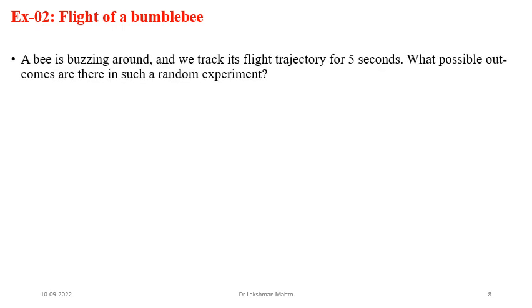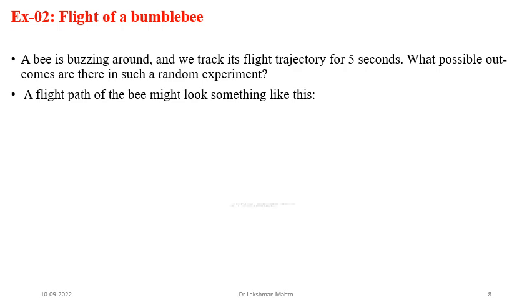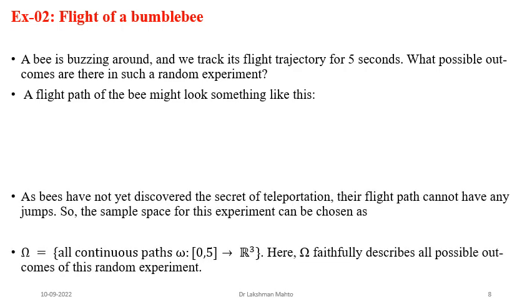So what is the outcome here? It is a continuous function with interval 0 to infinity, the concept. If you are observing for 5 seconds, then it is a continuous map defined over 0 to 5. Simply you say that it is a continuous map. So a bee is buzzing around and we track its flight trajectory for 5 seconds. If you are observing for 5 seconds, then I will ask what are the possible outcomes.